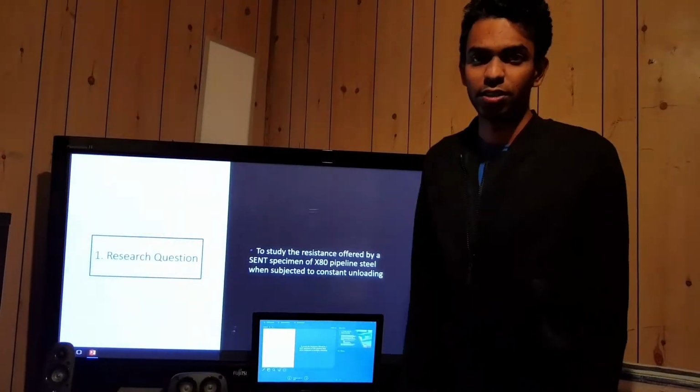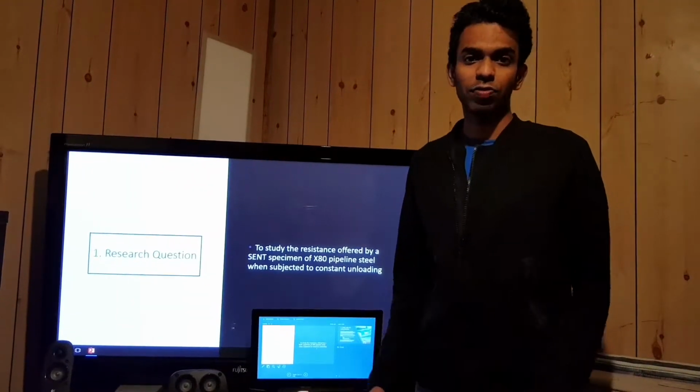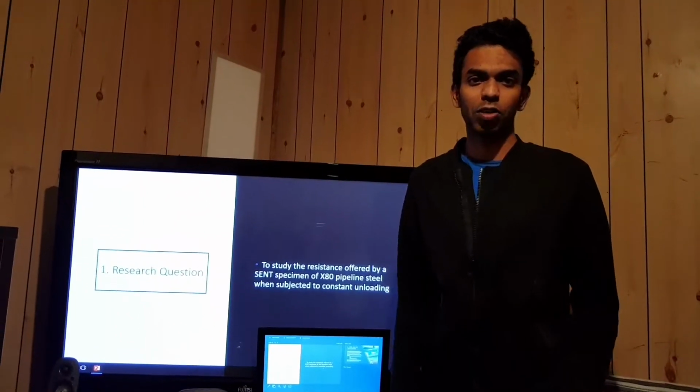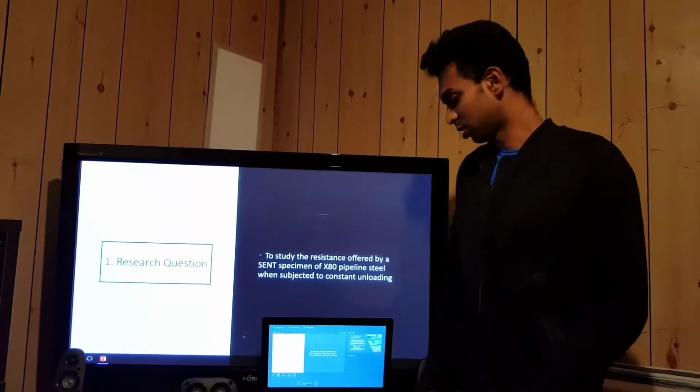So the research question. The research question that I have chosen from the topic of CTOD is the study of the resistance offered by a bent specimen of X80 pipeline steels when they are subjected to constant unloading procedure.